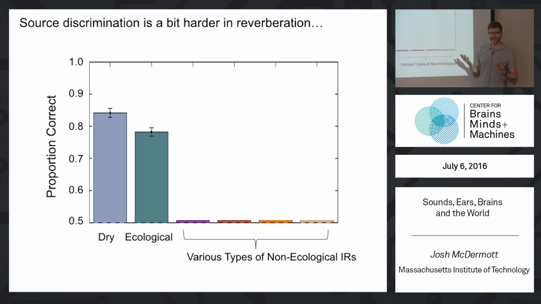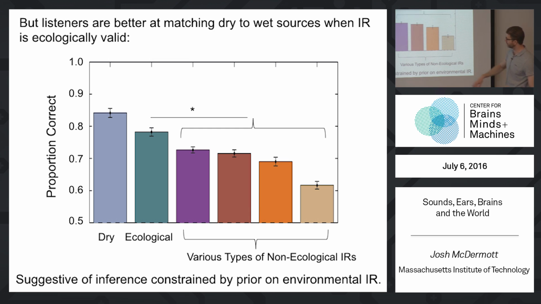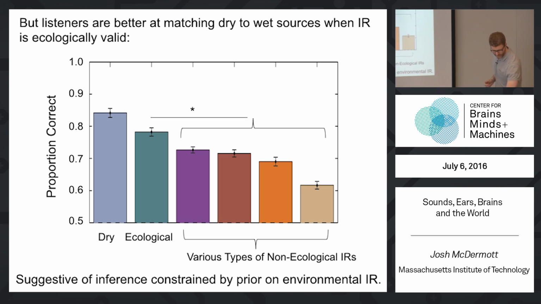We predict that if they're really relying on these real-world regularities to separate the contributions of the source and the environment, then they ought to be worse here. And indeed, that is what we find. In all of these different conditions, people perform worse at this discrimination task than when the reverb reflects the regularities of real-world reverberation. All right, I'm just going to skip over this in the interest of time.